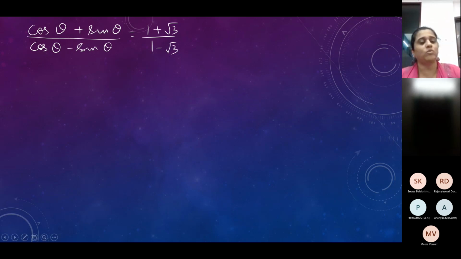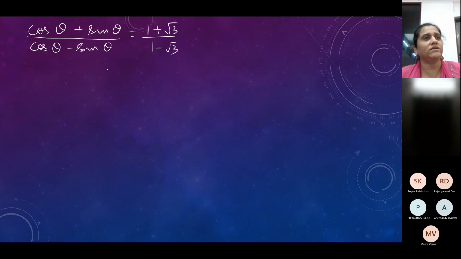Since it's time, I'm going to work this. It's given that (cos theta + sin theta) by (cos theta − sin theta) is equal to (1 + root 3) by (1 − root 3). We need to find the value of theta. This also I'll share the recording in which I've worked this in the class. So don't get confused. That will be the recording in which you have the same sum.